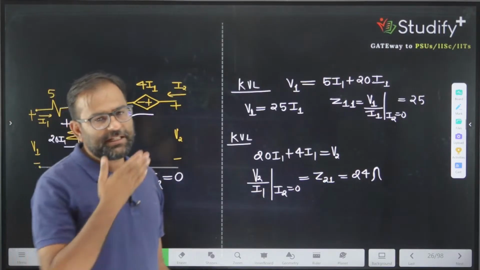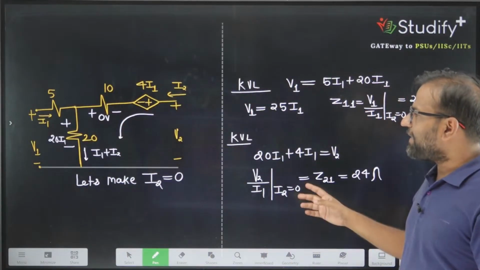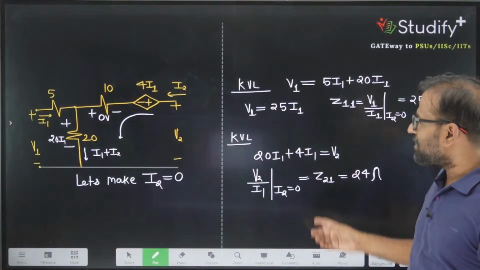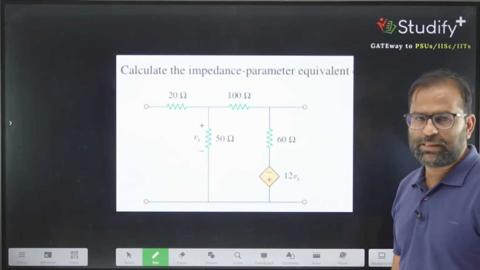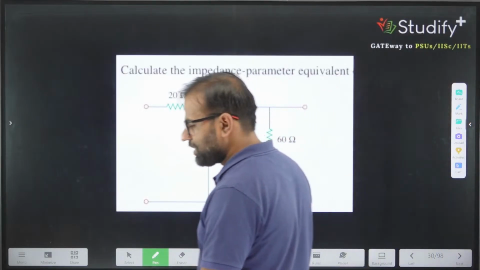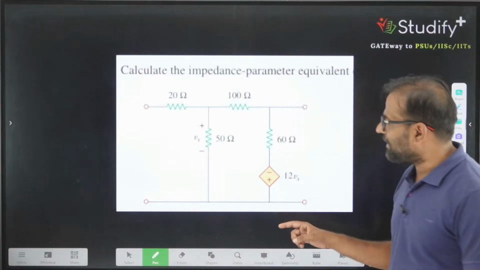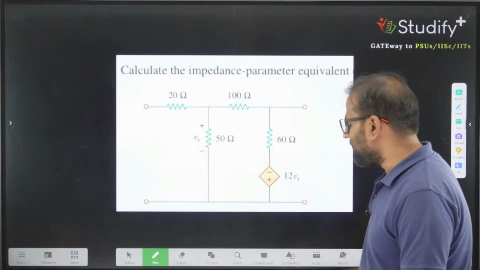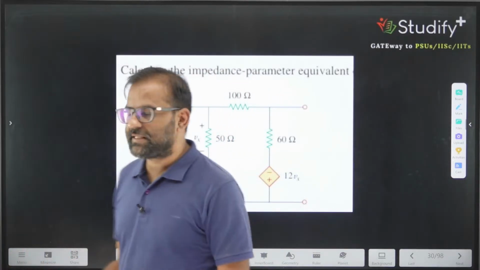So what is the first variety of question? The first variety of questions is when you have a resistive network. The second variety of question is when you have a dependent source in the network. Let's take one more question on the dependent source. This question is saying we have a dependent source of 12 Vx, and this value is Vx. So calculate the impedance parameter. Impedance parameter means Z parameter.